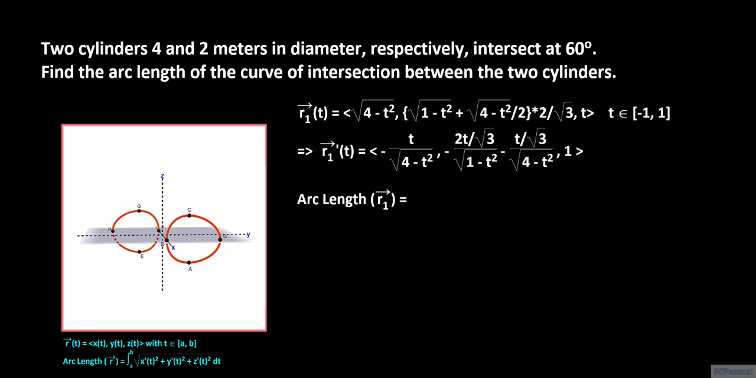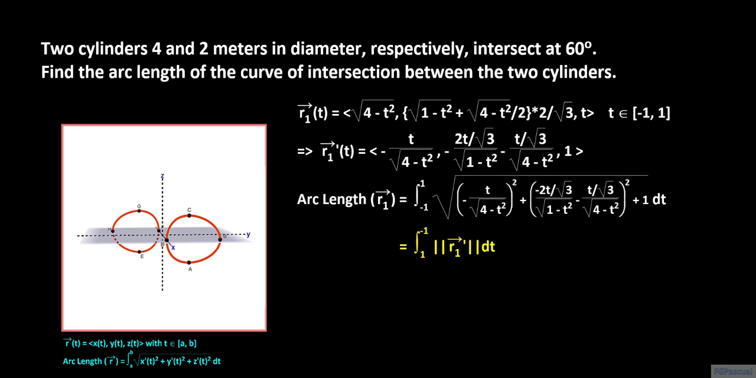So the arc length of r sub 1 is equal to the integral from minus 1 to 1 of the magnitude of r sub 1 prime. In other words, the integrand is equal to the square root of the sum of the squares of the components of r sub 1 prime. Calculating this integral numerically up to 5 significant digits, the arc length of r sub 1 equals 3.6640 meters.